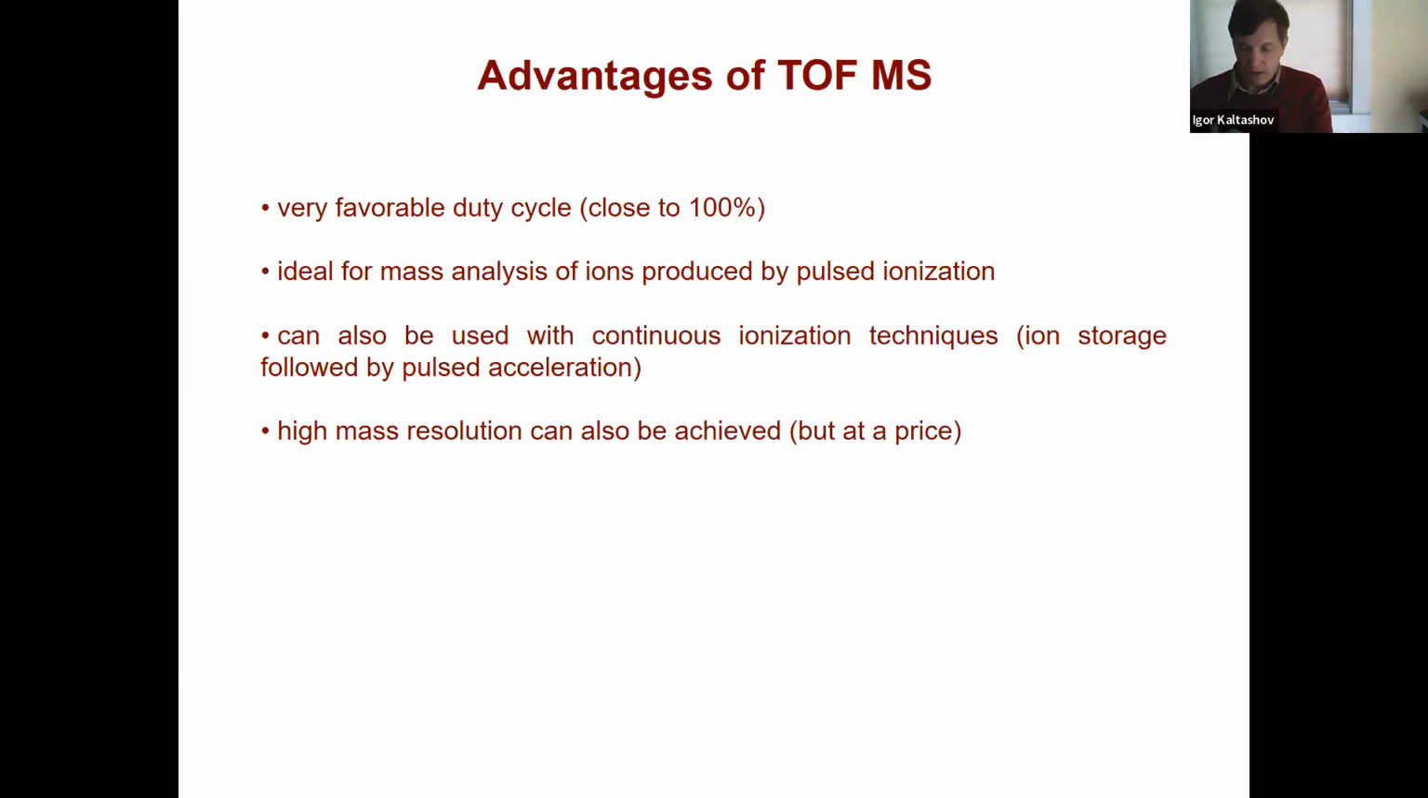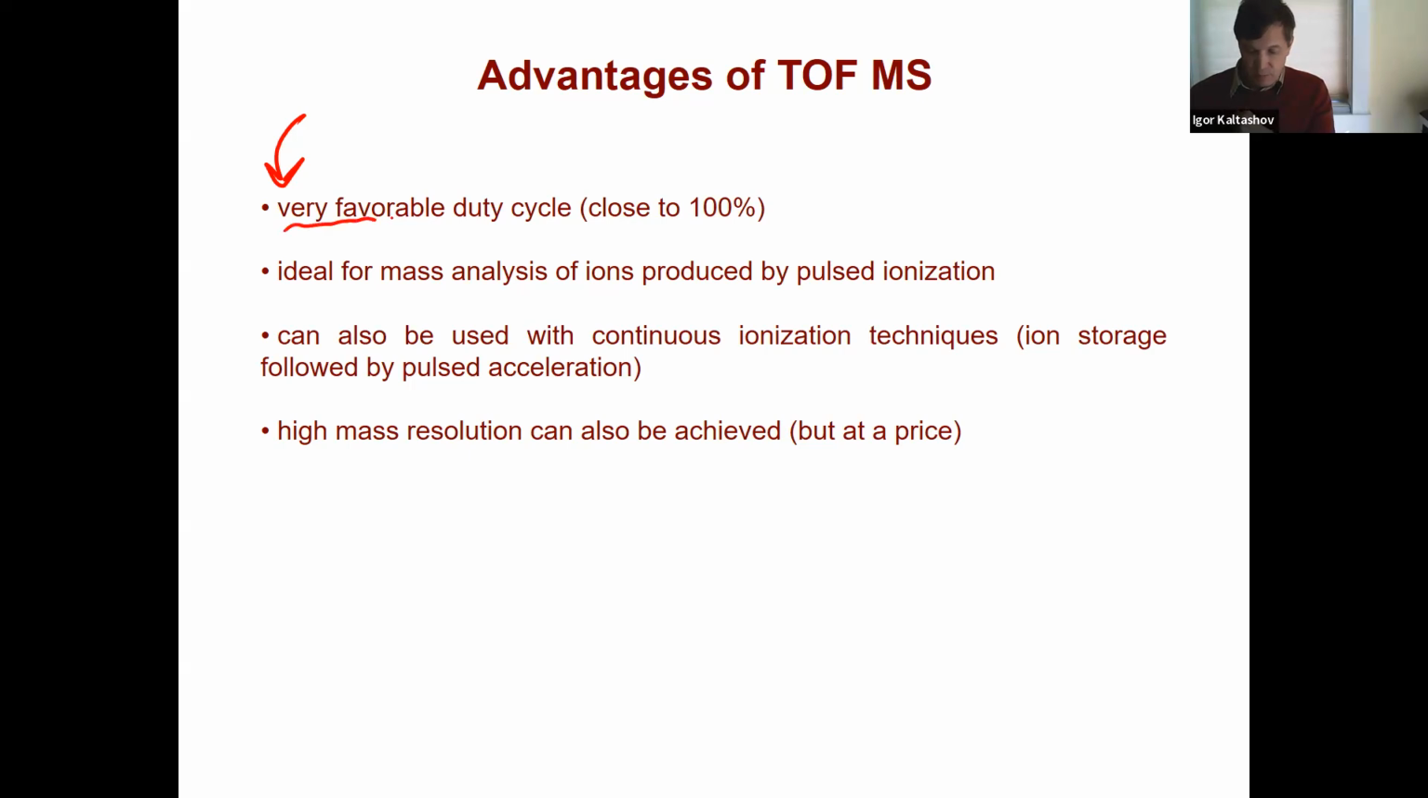A very important advantage, and this is the reason why these instruments are so common and so popular, is that they have a very favorable duty cycle. The duty cycle is very close to 100%. You're not losing anything, simply because you're not discriminating against ions. You're just separating them, right? In ideal circumstances, when you don't have any losses inside the instrument, all of the ions that had been produced in the ionization source, you would be able to detect them. So you're not losing anything.